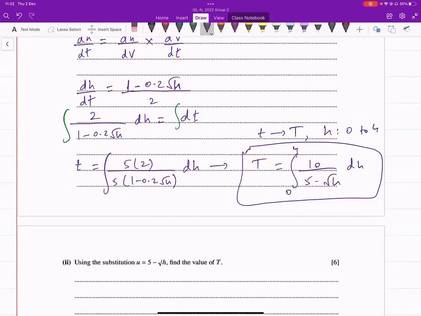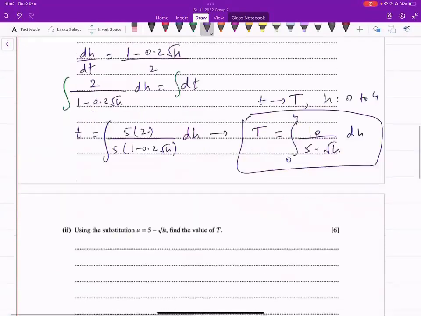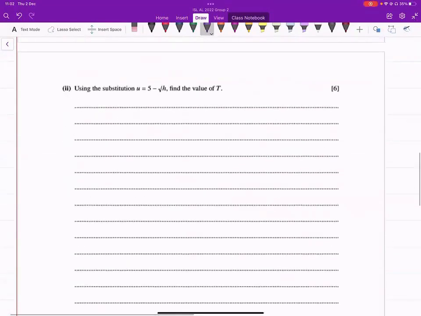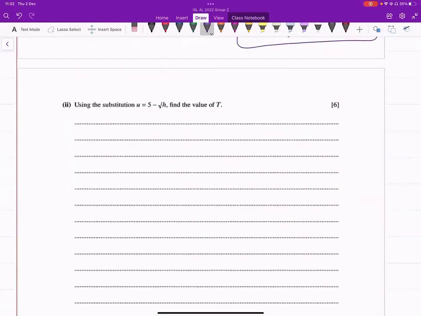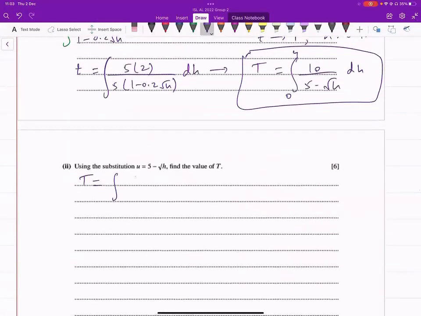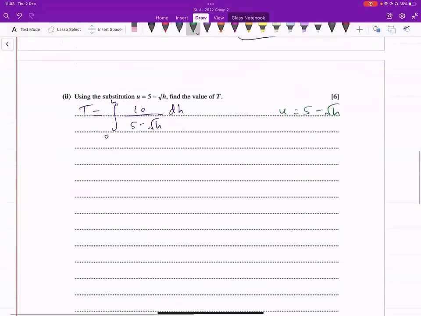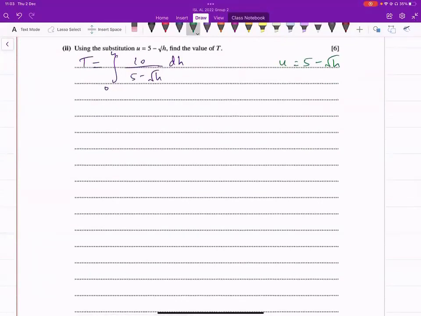So we've got this differential equation. ये आगे differential equation. अब क्या करना है? उसने कहा है use this substitution and find the value. So basically हमें इसे इंटीग्रेट करना है. T equals integral of 10 over 5 minus square root of h dh. इसको इंटीग्रेट करना है from 0 to 4. ठीक है. What is the substitution that we're using here? U equals 5 minus square root of h. Okay. अच्छा, जब substitution दी होती है हमें क्या करना पड़ता है? du over dh find करना पड़ेगा. So we differentiate it and see what we get from this.